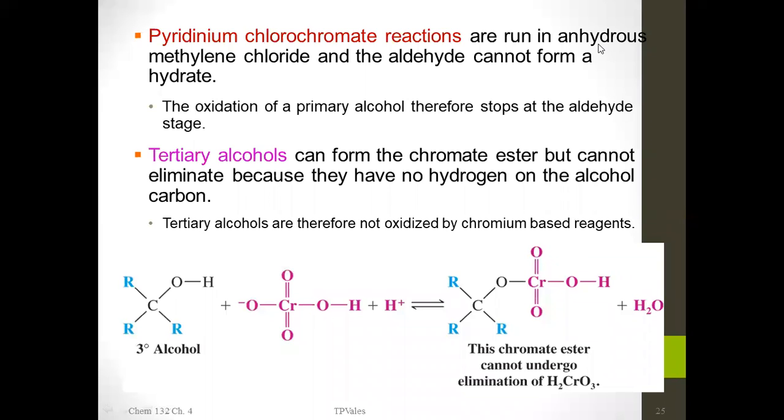So tertiary alcohols can form the chromate ester but cannot eliminate because they have no hydrogen on the alcohol carbon. What you can see here is that you don't see a hydrogen, unlike your 1 degree alcohol or a 2 degree alcohol, where you actually have your RCH2 or R C double bond O hydrogen. The carbon will always have hydrogen.